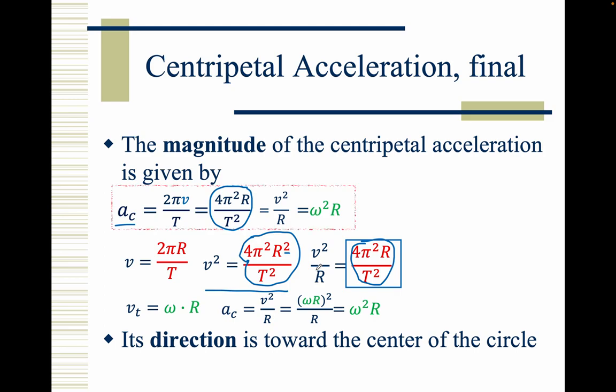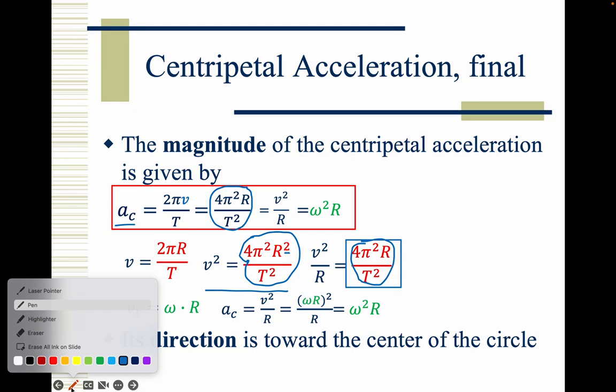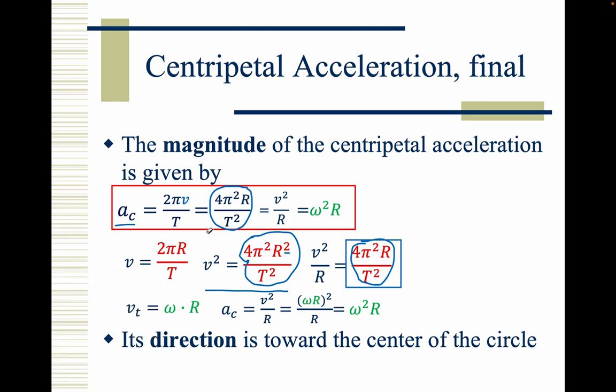So here it is. You have 4 equations for centripetal acceleration. Which is the right one? The answer is all of them are. Which one do you choose? The one that's most convenient. If you know velocity and period, use the first one. If you know radius and period, second one. Velocity and radius, the third one. Omega and radius, the fourth one.